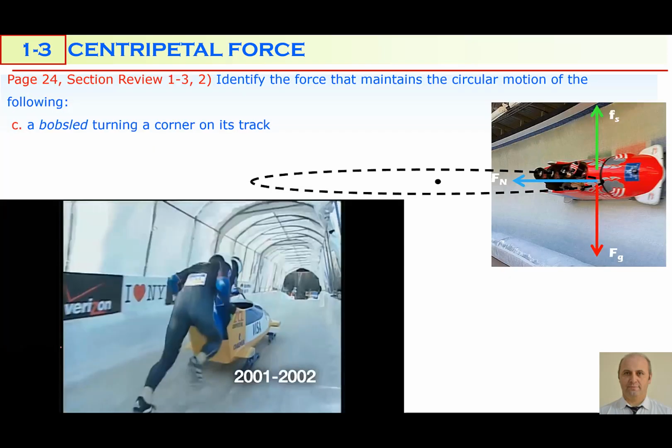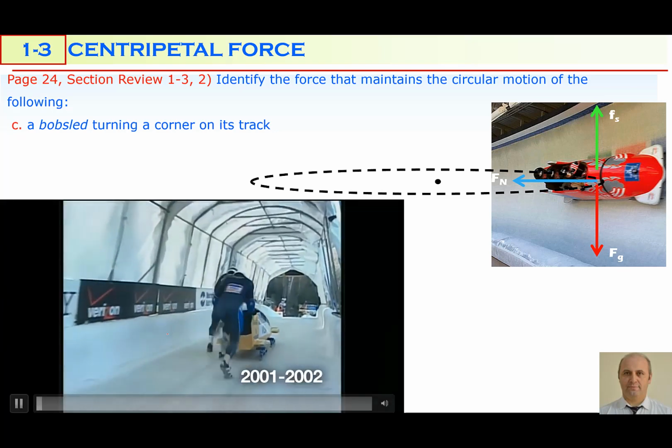And last question is: identify the force that maintains circular motion of the following. So a bobsled turning a corner on its track. So let's see what's happening as the bobsled is turning a corner.